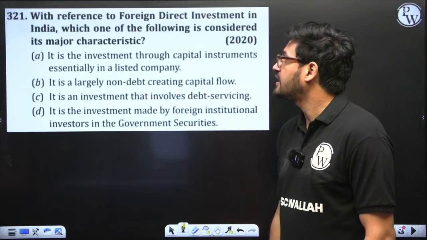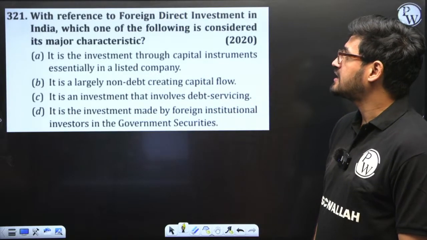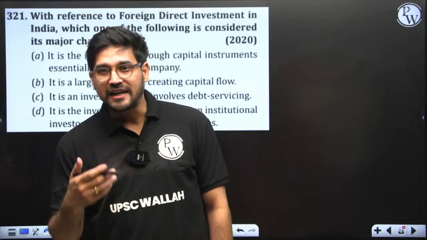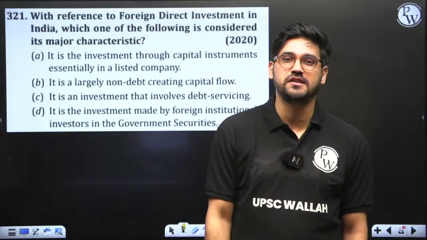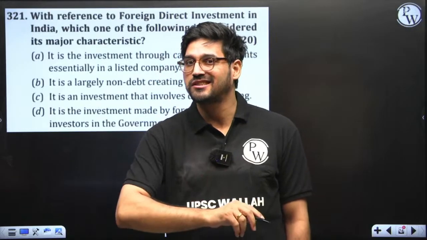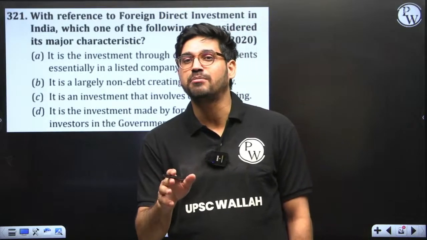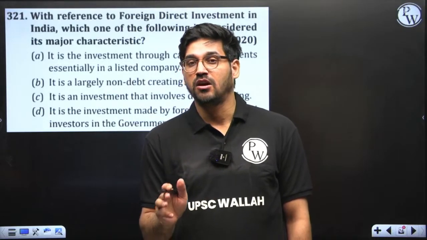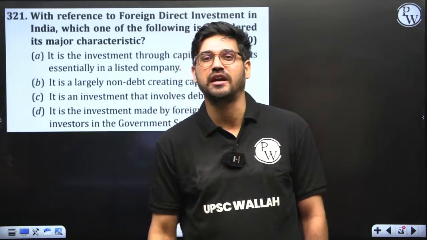With reference to foreign direct investment in India, which of the following is considered its major characteristic? First one says it's the investment through capital instruments essentially in a listed company. Now, the technical definition of foreign direct investment is investment made towards capital instruments of a company such that if it's a listed company, the investment makes up around 10% or more of its paid up equity capital on a fully diluted basis. Or if you are investing in an unlisted Indian company, any investment is going to be called foreign direct investment.